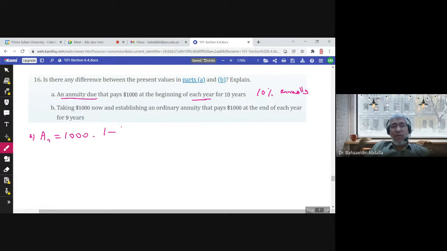So 1 plus i, so 1.1 to the power negative 10, because 10 years, over 0.1, which is i, times 1.1, because it is an ordinary annuity. If you put this in the calculator, you will get the answer $6,759.02. What about part B?